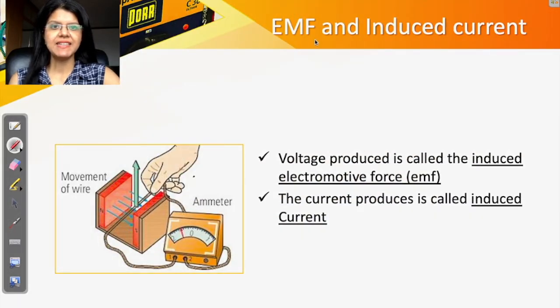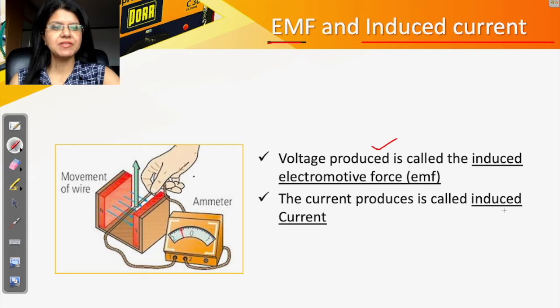So let us understand these terms: EMF and the induced current. What is EMF? The voltage produced is called the induced electromotive force.